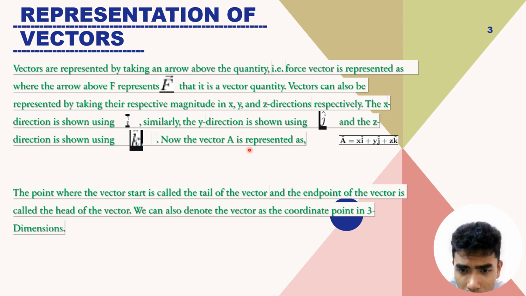Now the vector a, with an arrow above it, equals xi plus yj plus zk, which is the formula for the calculation of vectors. The x direction is horizontal, the y direction is vertical, and the z direction is at 90 degrees to the horizontal plane. As stated here, we have three dimensions, which is what we call three-dimensional vectors.